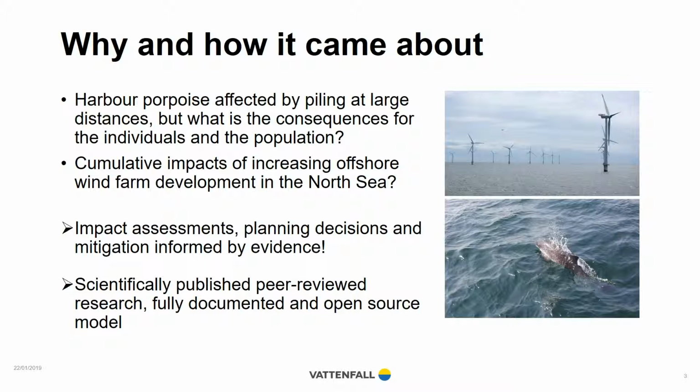Having just shown the way developing the first individual-based model for porpoises in inner Danish waters, we had asked Aarhus University what it would take to build a North Sea individual-based model for impacts of disturbance from piling noise, and importantly, one informed by evidence.